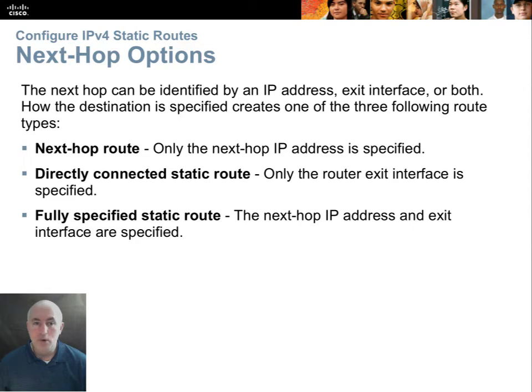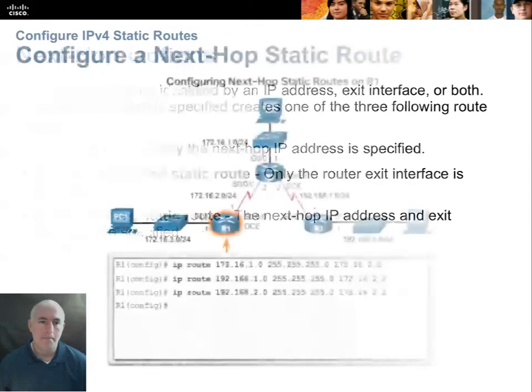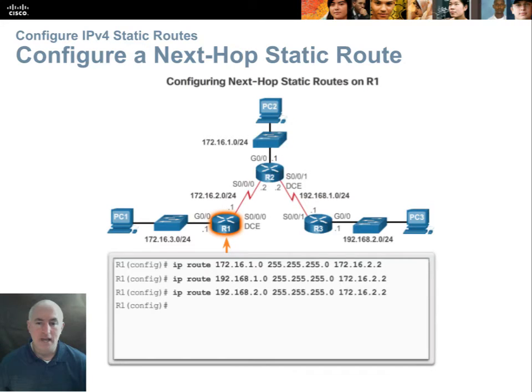If we provide both, that's called a fully specified static route, where we're not only providing the exit interface, like S0/0/1, but we are also providing the next hop IP address of the next closest router out that interface. This would be an example of using that next hop address.